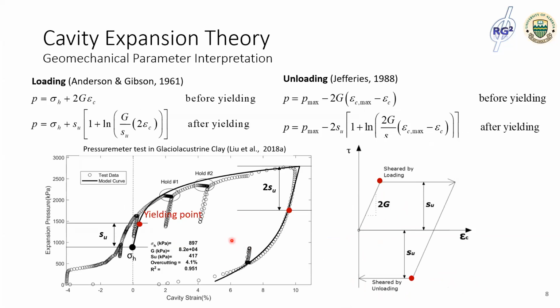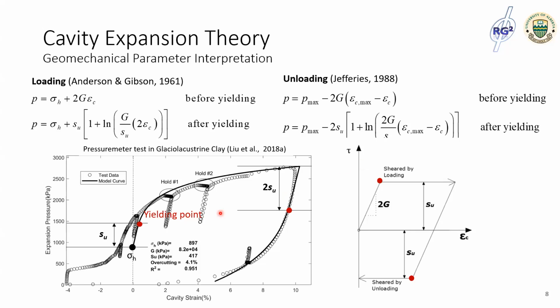Furthermore, there is a prediction of the cavity expansion in elastic perfectly plastic materials derived by Anderson and Gibson for the expansion phase. And later on, Jefferies derived another solution for the contraction phase.